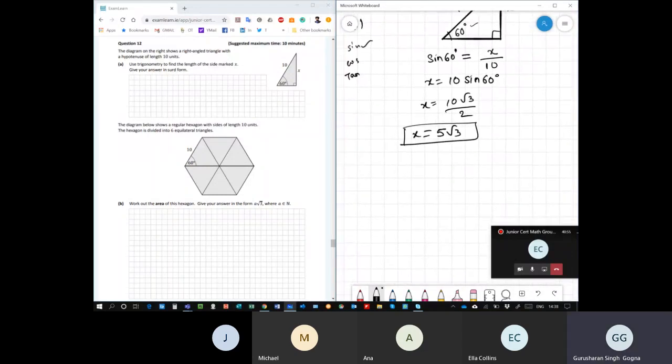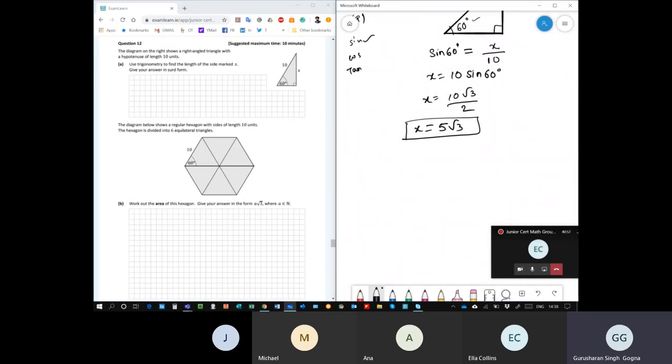Now, part B of this question. The diagram below shows a regular hexagon. Hex means 6, so a hexagon is a shape with 6 sides, with sides of length 10 units. So 6 sides, all sides are equal, and the length is given as 10. So let us draw this.